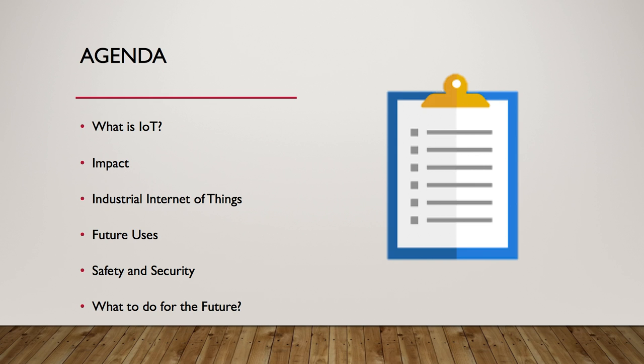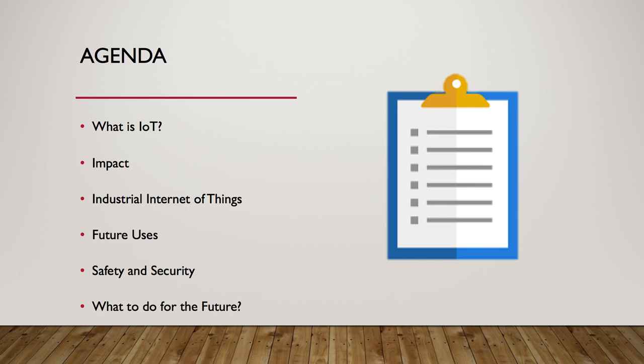Next, I will be discussing the impact of IoT on everyday life and in businesses. Then I will discuss its industrial uses. After that, I will discuss the future uses such as smart cities, agriculture, retail, and healthcare. Then I will talk about its safety and security benefits and risks. Then I will discuss what we can do for the future.